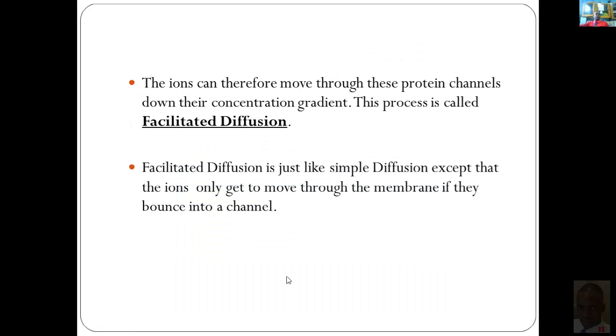Alright, so the ions can therefore move through these channels down their concentration gradient, and this process is called facilitated diffusion. It is the same as simple diffusion, the only exception is that the molecules need to be facilitated across the membrane, and this is done using either a carrier protein or a channel protein. Facilitated diffusion, as I said before, is just like simple diffusion, except there is a channel for them to bounce into.